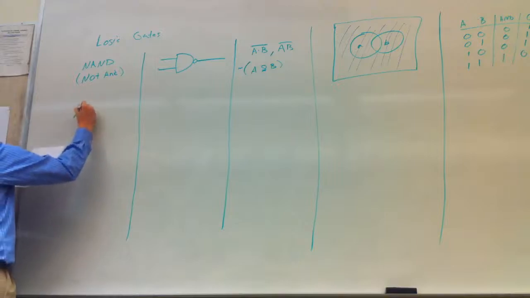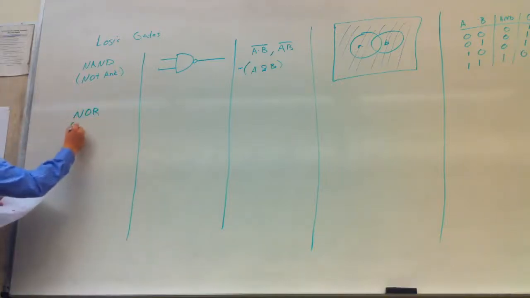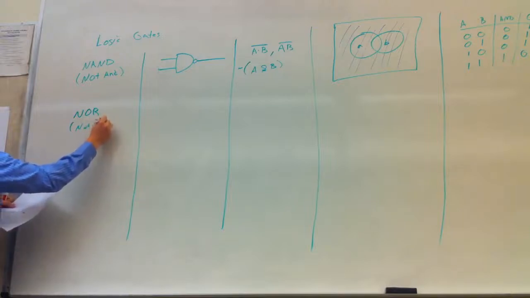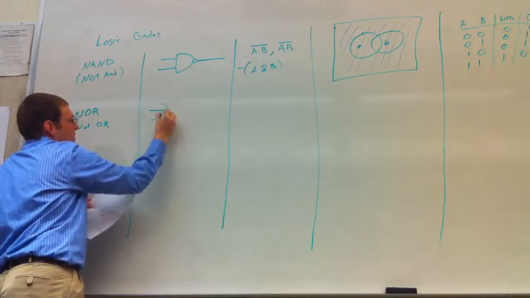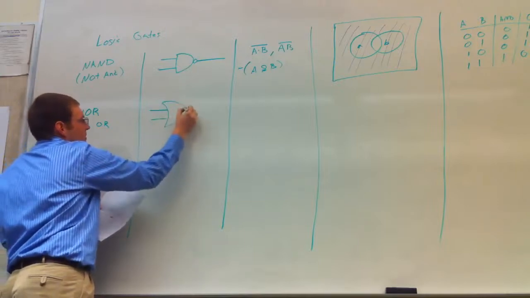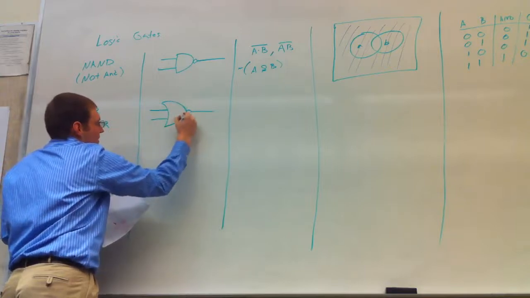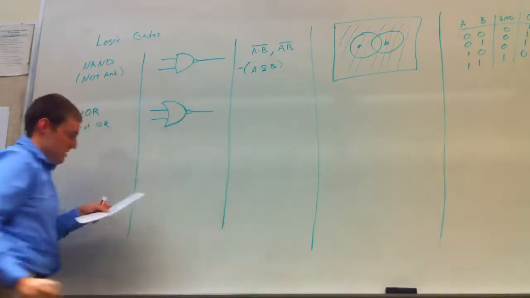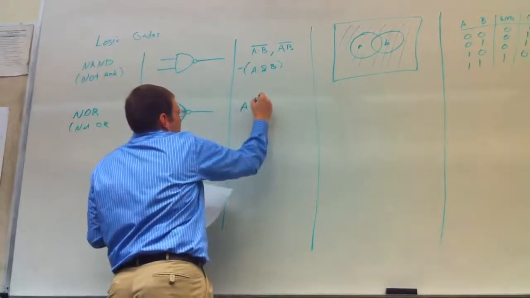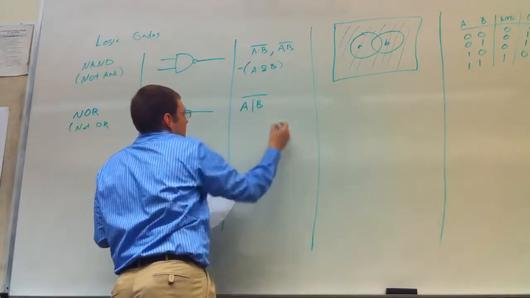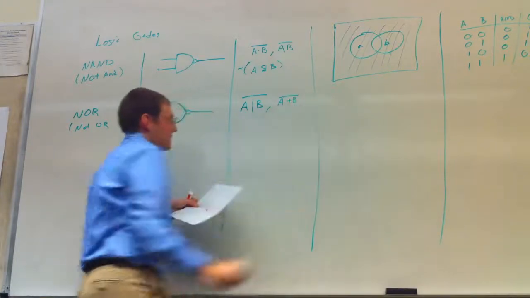Then we have the NOR gate. Same as that, not OR. Got 2 inputs, so the same as an OR. We put a little knot in front of it. This comes to a point. And now we add A or B, not, or A or B on top.